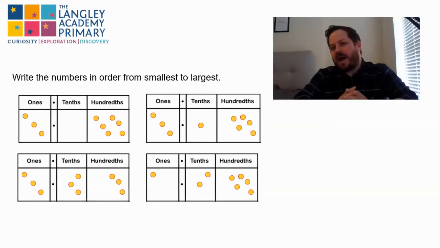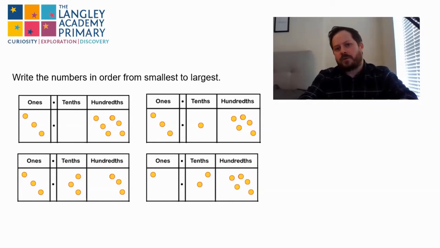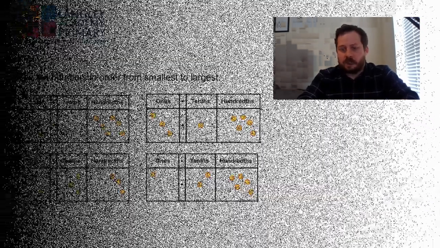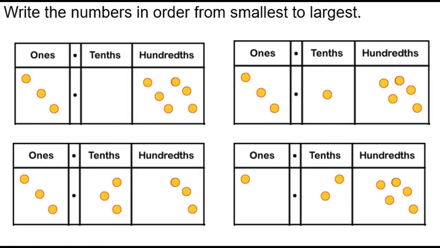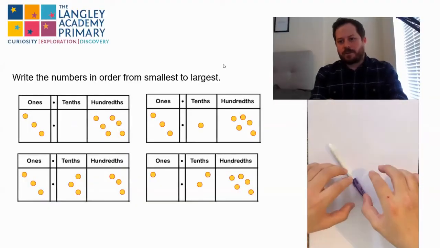Let's have a look at where we could use this and our comparing of numbers in order to help us. So there is a few questions here, so write the numbers in order from smallest to largest. First thing I want you to do, I want you to have a go and see how you can do it and whether you can do it. And then I'll go through it, an easy method to do it, and if there's any shortcuts that we can have.